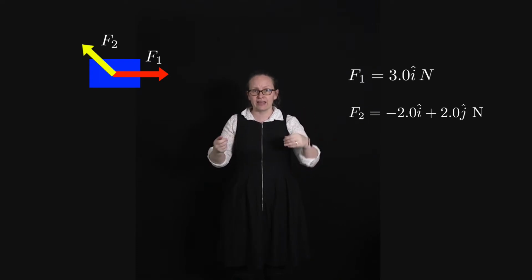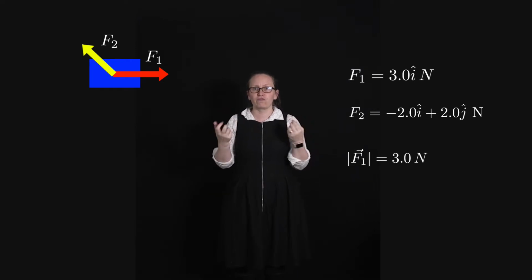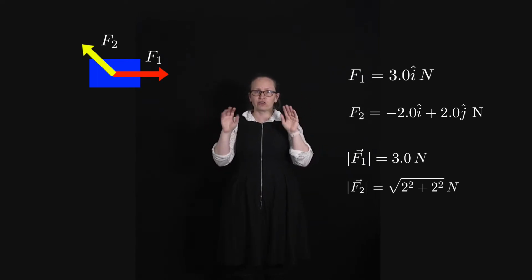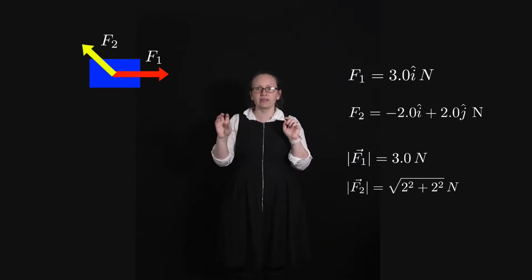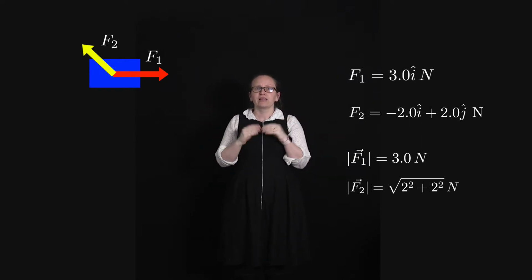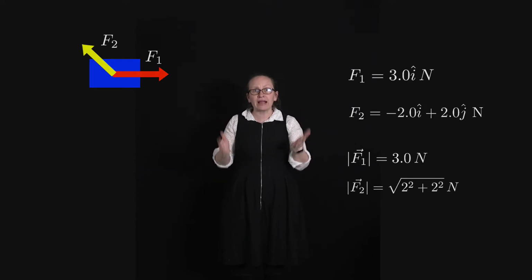So in this case, force 1 has a magnitude of 3 newtons, while force 2 has a magnitude of the square root of 2 squared plus 2 squared, which is approximately equal to 2.8 newtons. So force 2 has just a slightly smaller magnitude than force 1, and so it's represented by a slightly shorter arrow.